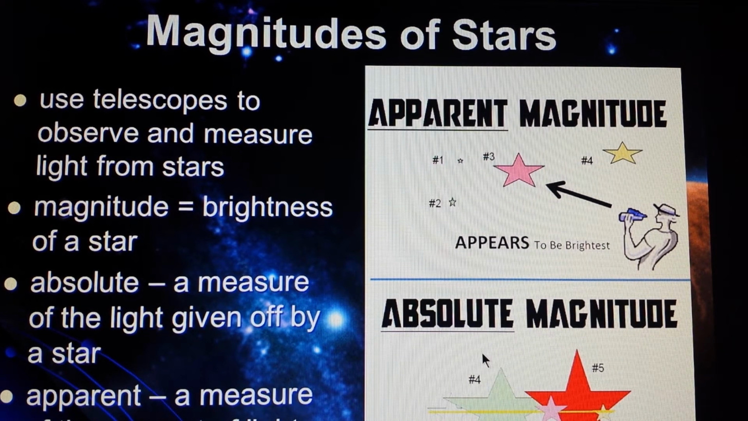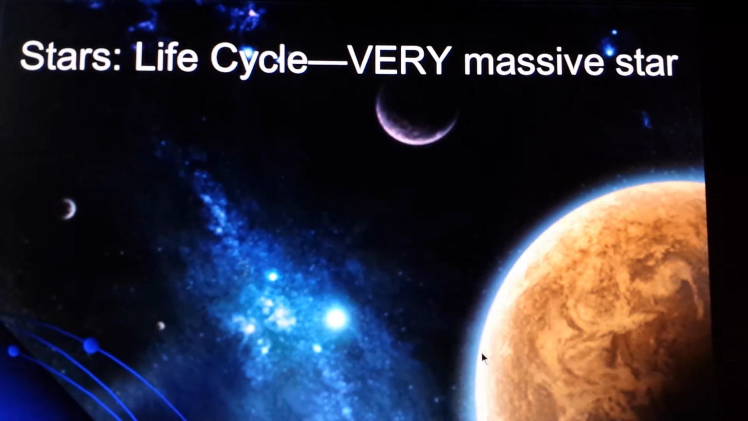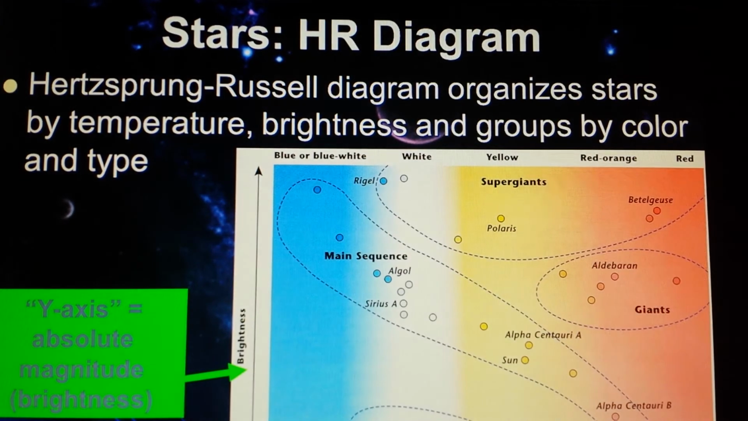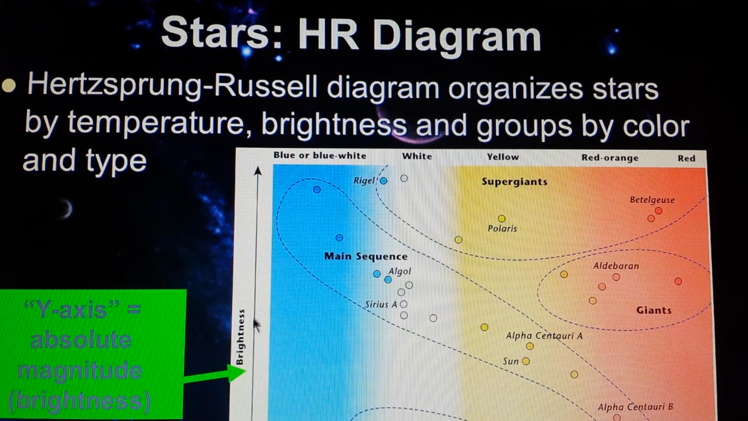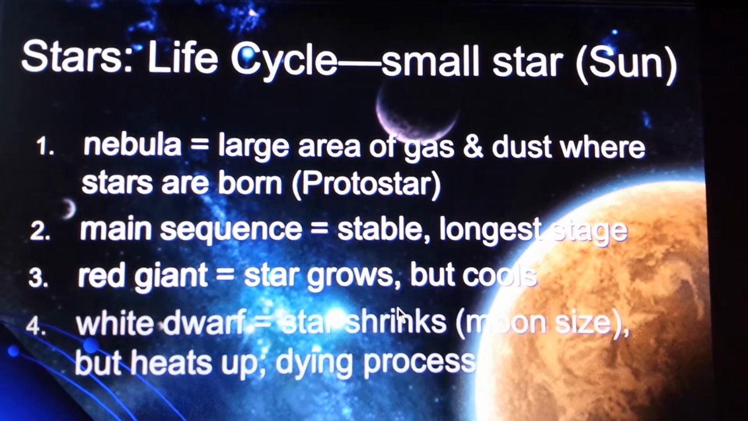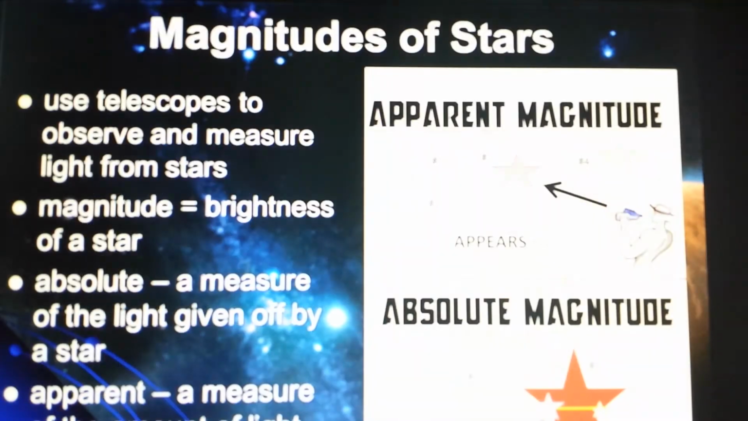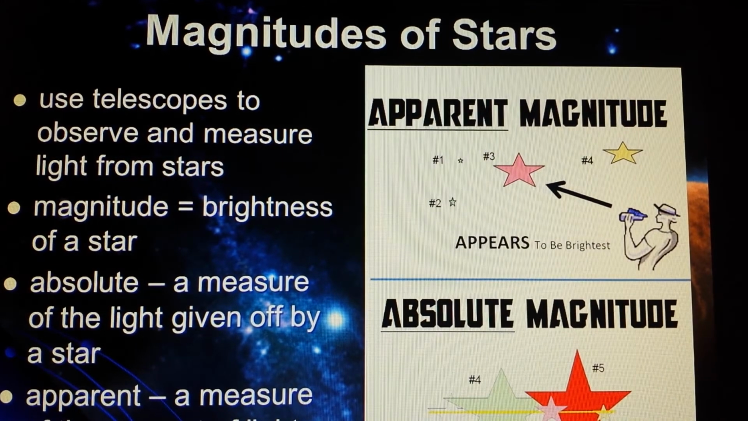HR diagrams, if you go back to that, HR diagrams, there we go. We're measuring absolute magnitude. So in other words, our sun is right here. It's not that bright. It's average. If you go high up to like Rigel, that would be an extremely bright star. So that's called absolute magnitude. We don't measure relative magnitude with HR diagrams.